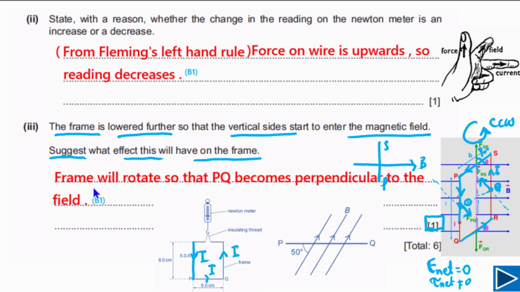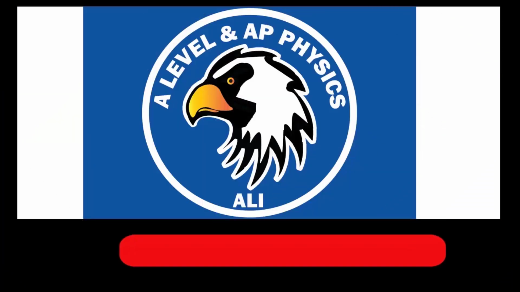Simply, first thing, the frame will rotate. Why will the frame rotate? Because the line of action of the forces is not along the same line. So there will be a rotational effect.